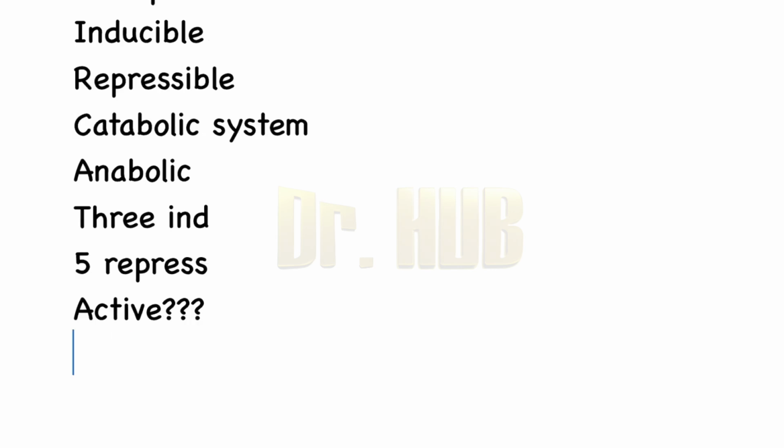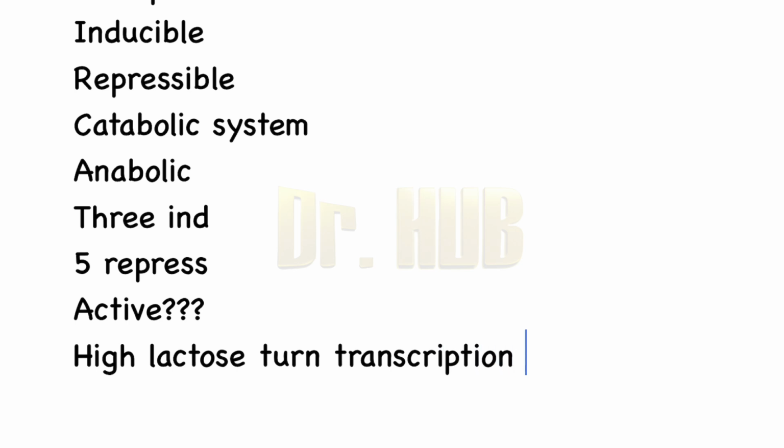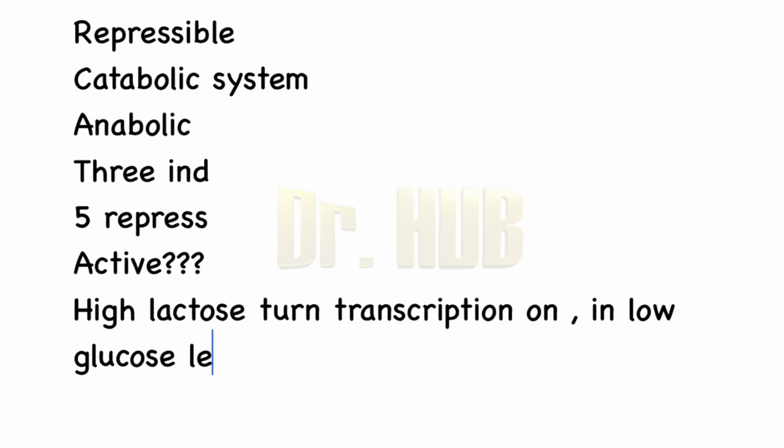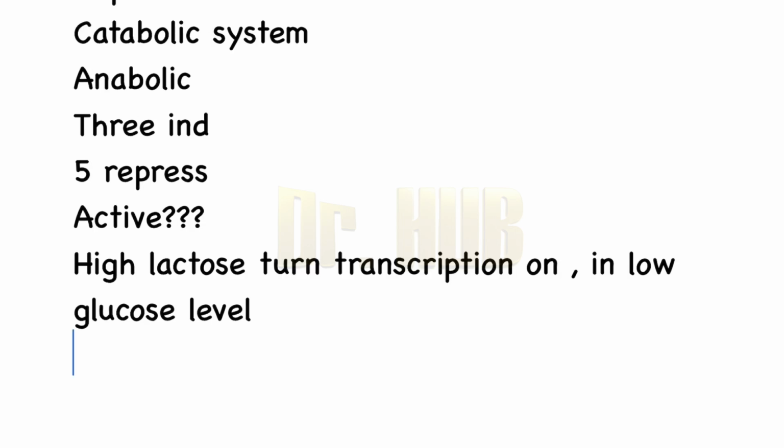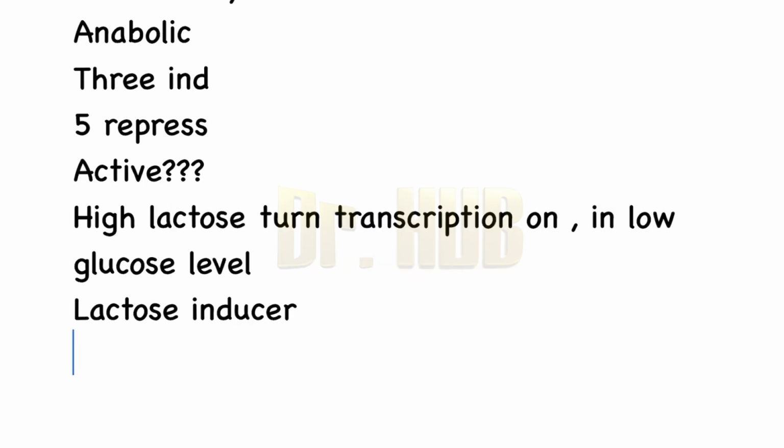High lactose turns transcription on, and in the case of the LAC operon there is a low glucose level as well. Then in the case of tryptophan, there is high tryptophan and transcription is off. In the LAC operon, lactose acts as an inducer, and in tryptophan, tryptophan acts as a co-repressor.